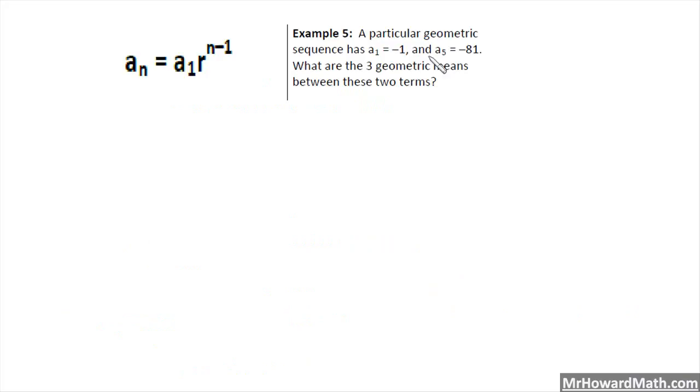Example 5, a particular geometric sequence has a sub 1 equals negative 1 and a sub 5 equals negative 81. What are the three geometric means between? So a sub 1, negative 1, a sub 2, we don't know, we want to find it. A sub 3, we don't know, we want to find it. A sub 4, we want to find, and we're given a sub 5, negative 81.